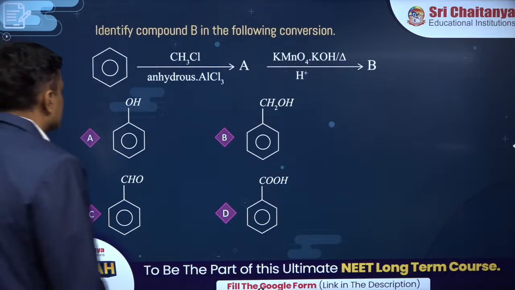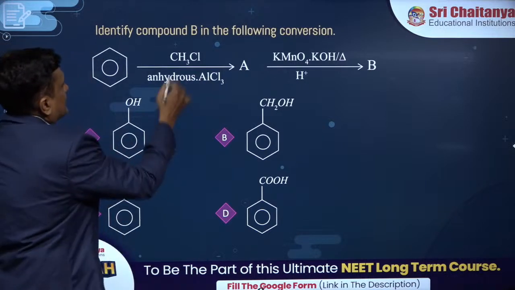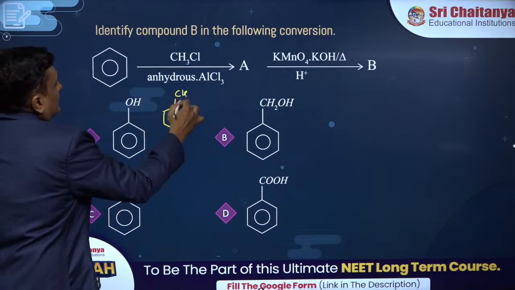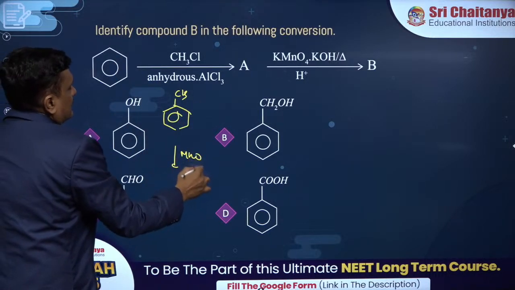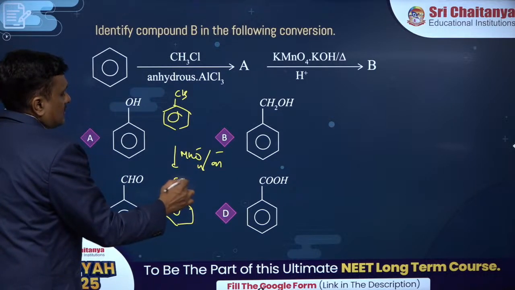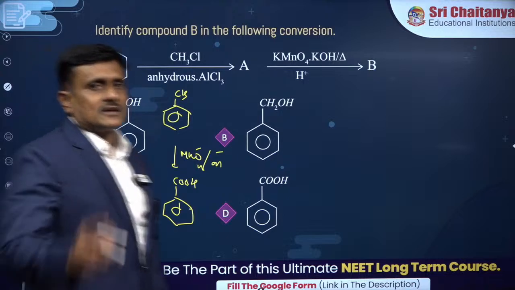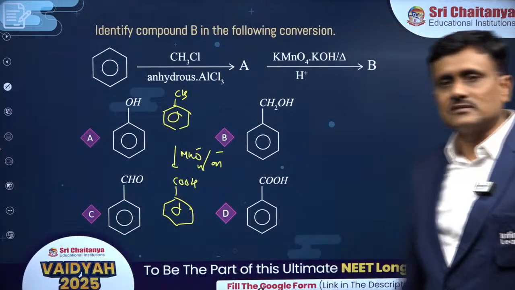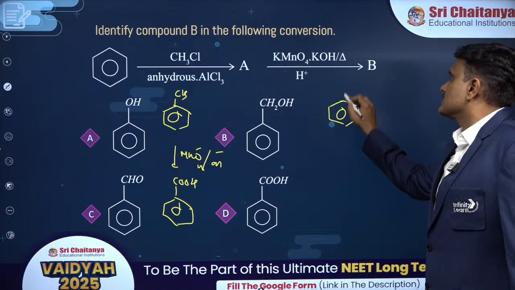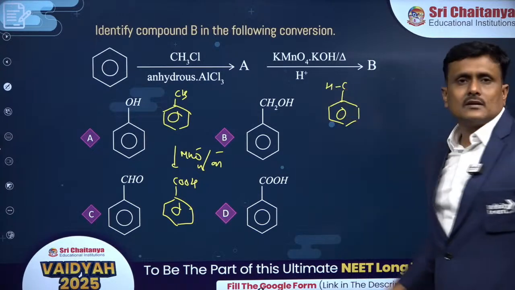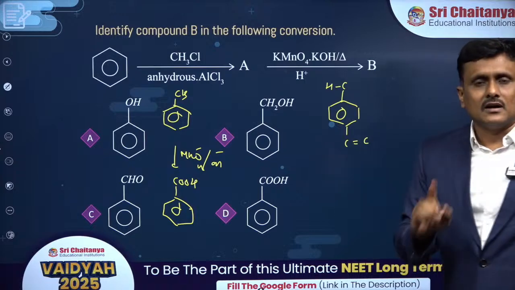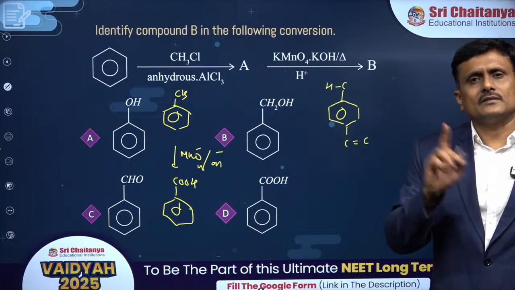What's the answer, buddy? Methylation would occur, right? Methylation, you know that you will be getting A as methyl benzene, isn't it? Now, when you treat it with KMnO4 in alkaline medium, remember I want to tell you something related to this reaction. Always remember, when you are converting any alkylated benzene into benzoic acid, the condition is either it should have alpha hydrogen or it should have alpha unsaturation. Alpha hydrogen or alpha unsaturation.